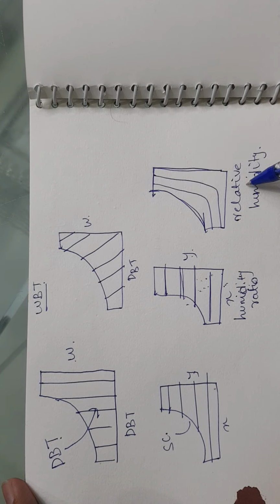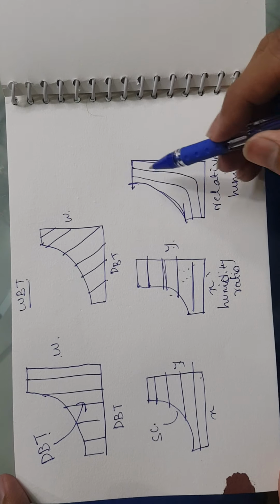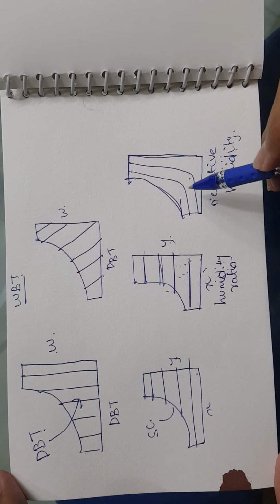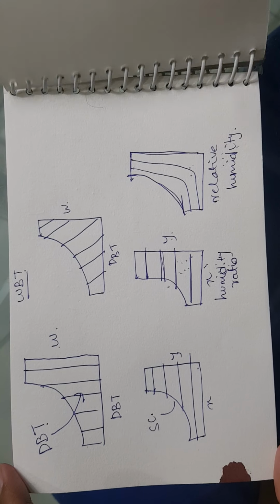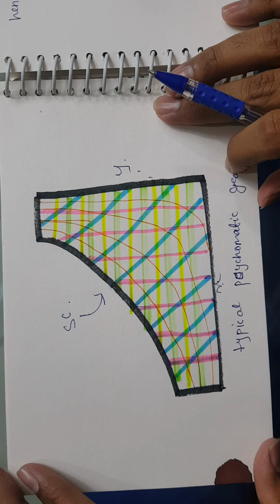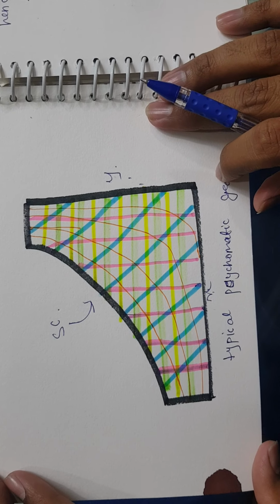The fifth factor is the relative humidity. In this we can see curved lines in the graph which help us understand the relative humidity of a particular space. Now we are going to read one typical psychrometric graph and understand how unknown values can be derived using known values.